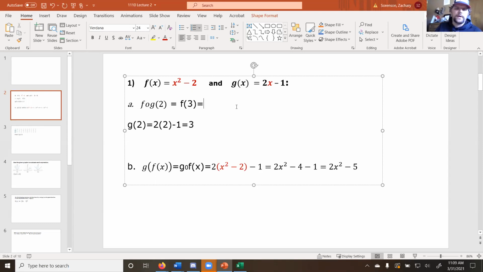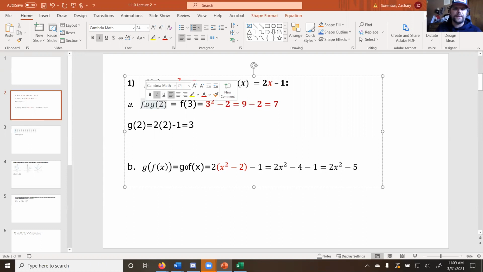That's also not too terrible. How do I find f of 3? Maybe it is too terrible. We just replace x with the 3. So I take my function f, replace the x with 3, and then solve. 9 minus 2.